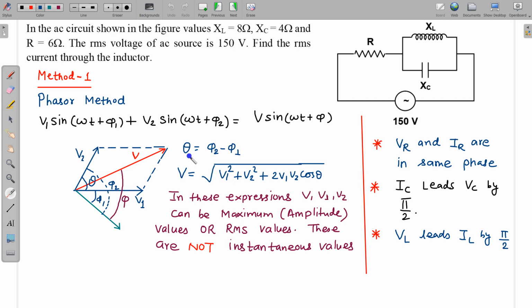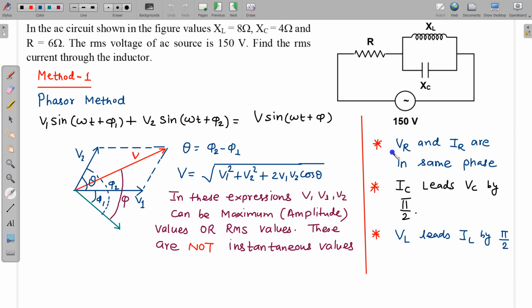And remember, these RMS values or maximum values are not achieved simultaneously, because there is some phase difference between these functions. When this is at its peak value, the other is not at its peak value; it will be at some different value. So just remember, these are not the instantaneous values, these are just the maximum or RMS values, and they are not achieved for all the functions simultaneously. So this is just a mathematical relation.